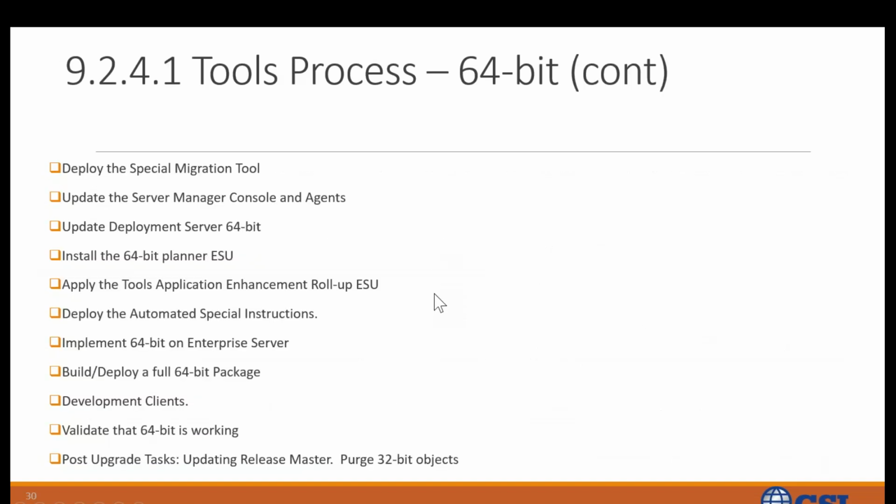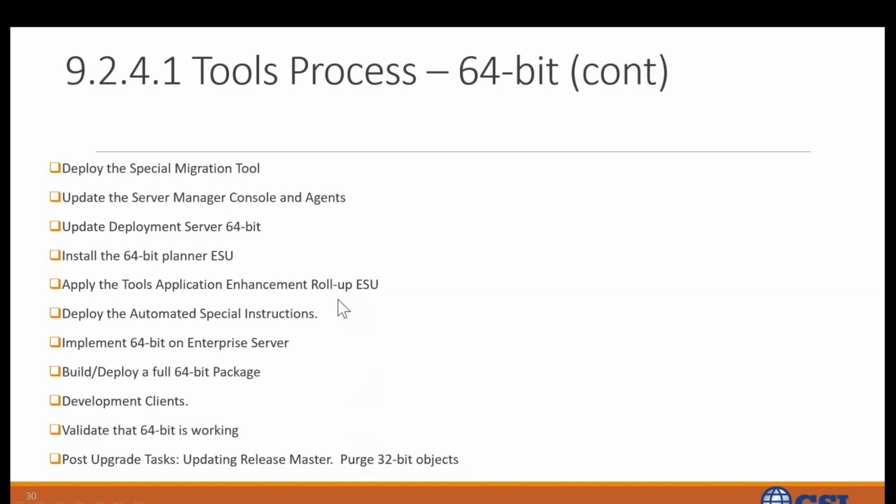Doc 239-0692.1. So continuing after this, the process here: deploy that migration tool, update the Server Manager console and agents, update the deployment server to 64-bit, install the 64-bit planner ESU. There are 2 different planner ESUs, a 32-bit and a 64-bit.